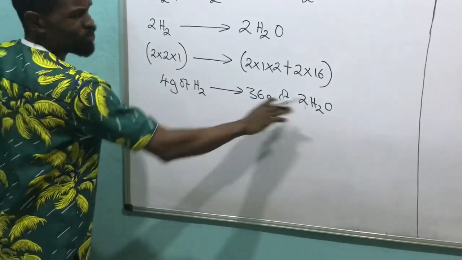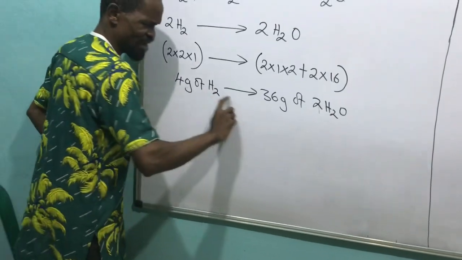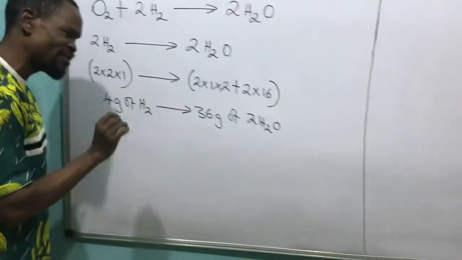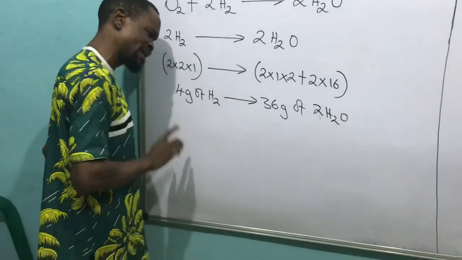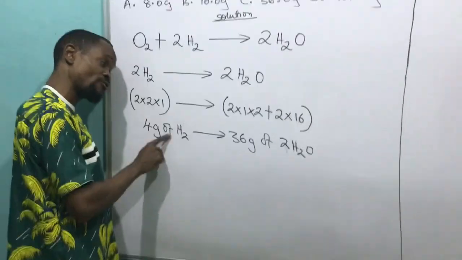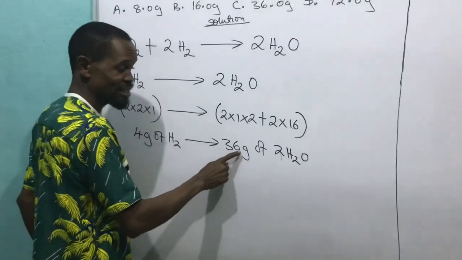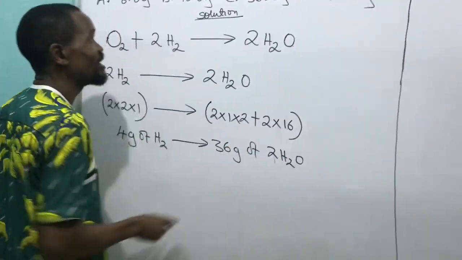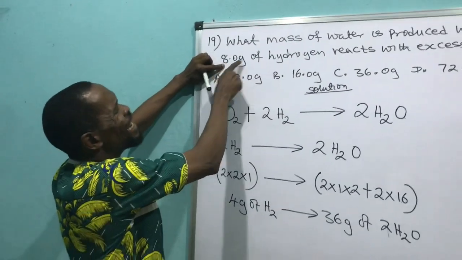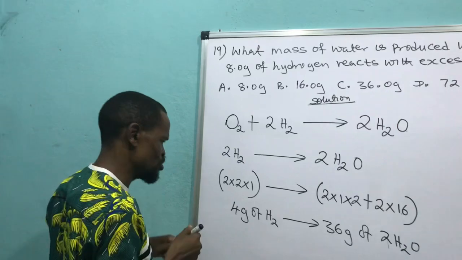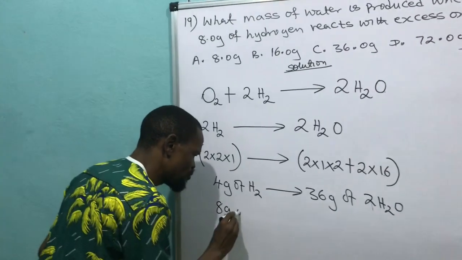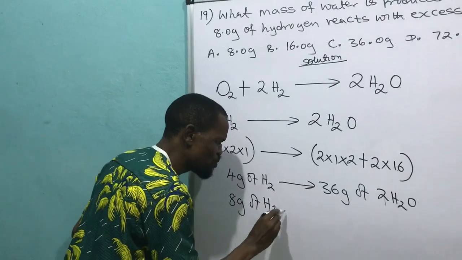This is my reference point. Come down here. This is what we call the reference point. And you remember, my reference point always divides. From this equation, which is my reference point, I said 4 grams of hydrogen produces 36 grams of water. Now let's ask, what will 8 grams of hydrogen produce? I come down here, and I say 8 grams of the same hydrogen will produce what?